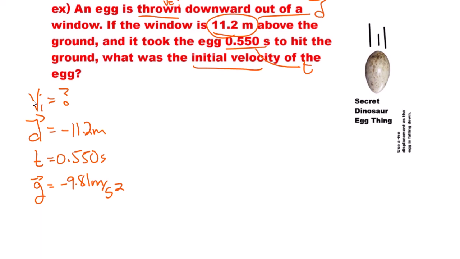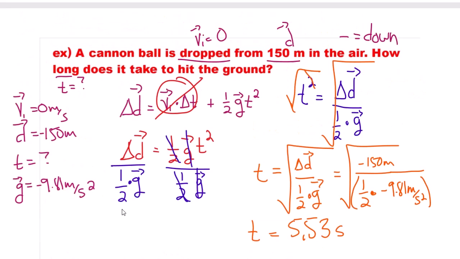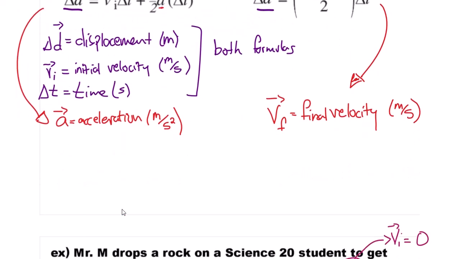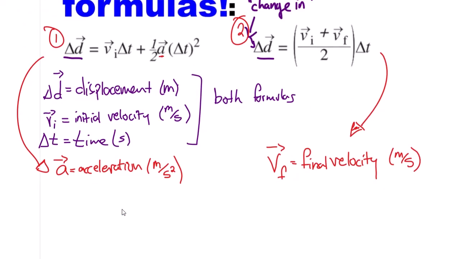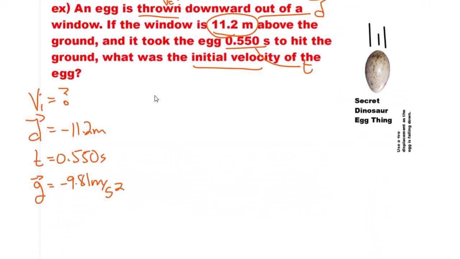Okay, so we're looking for VI. Let's see what kind of information we've got, which of our formulas we should use. I don't know anything about my final velocity here. I do know about acceleration, I know about VI, so this is the formula I should use again here, formula number 1. So let's set up the formula and then let's do our algebra, because we're looking for VI, which isn't what the formula is solved for.